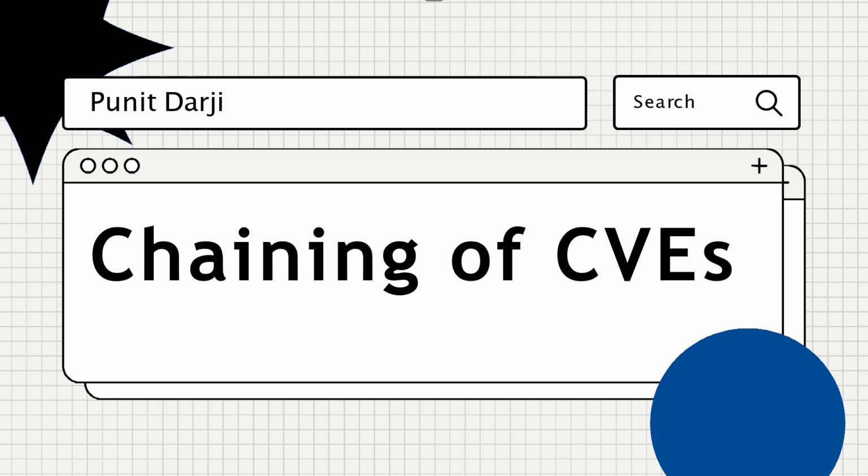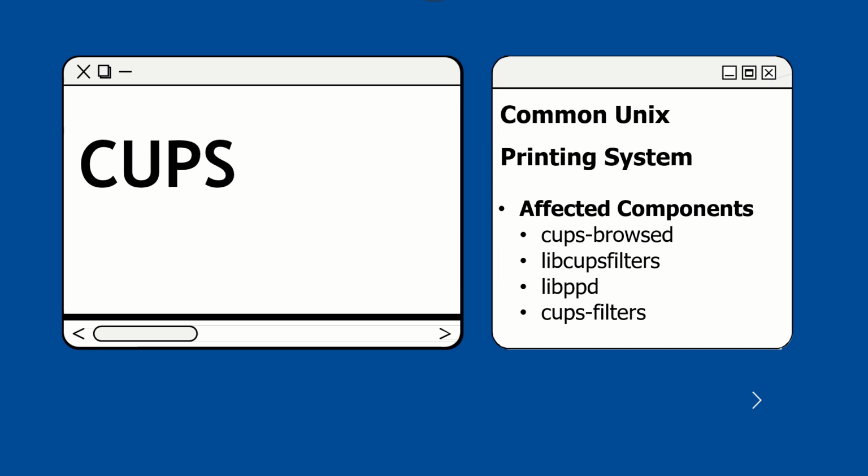Why am I saying CVEs video? Because this time it is a chain of CVEs that gain remote code execution. So I am going to demonstrate. The vulnerability is in CUPS, not the teacups, but CUPS stands for Common UNIX Printing System. The Common UNIX Printing System has multiple vulnerabilities that could allow an attacker to gain remote code execution.